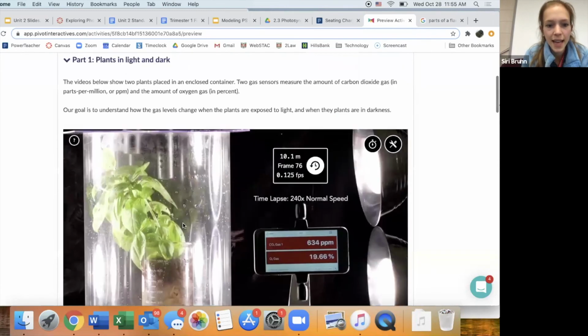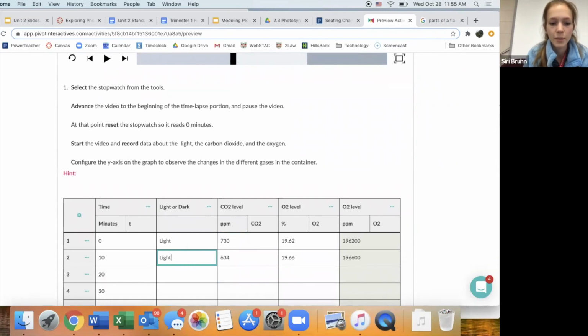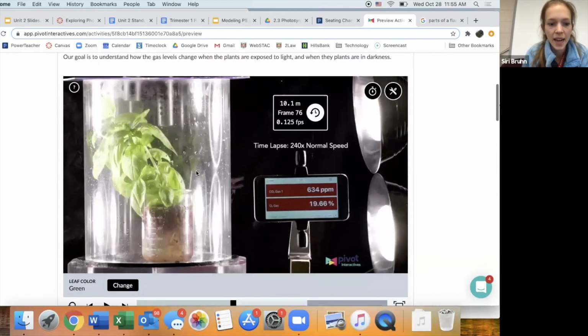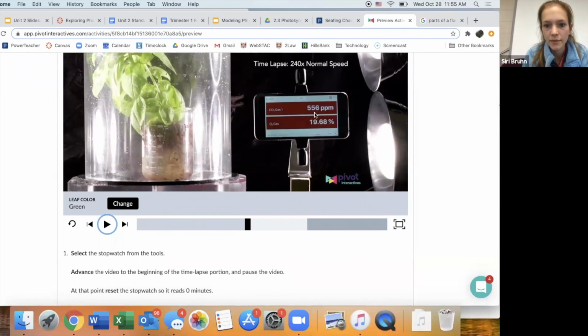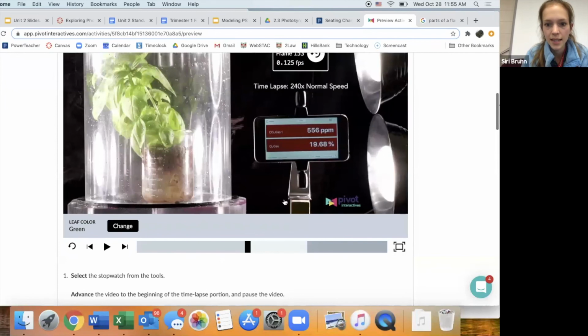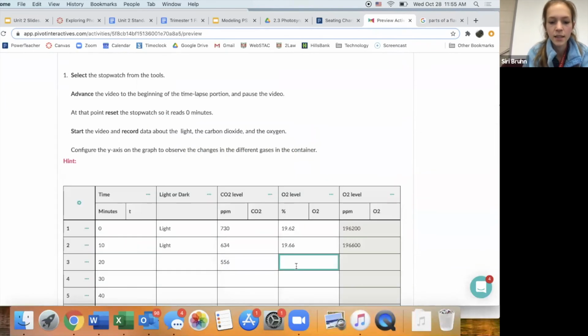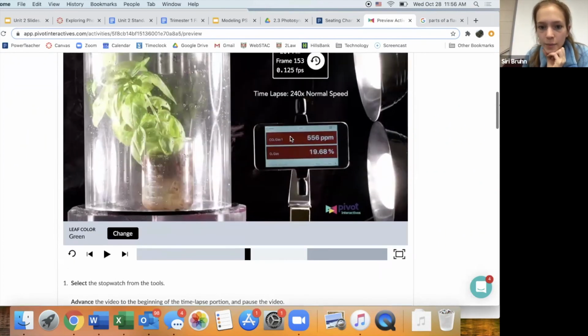So now, is it still light? Yep, the lights are still on. So I'll just type light in this box so I keep track of that. And then I would advance the video again until I get to 20 minutes, a little bit more. And I'd take my next data point, 556 and 19.68. So whether you use my video or you just try it on your own, you're taking your own data. You're doing the lab yourself, but you've got a ton of help in my videos.